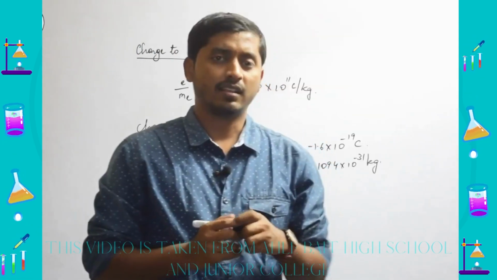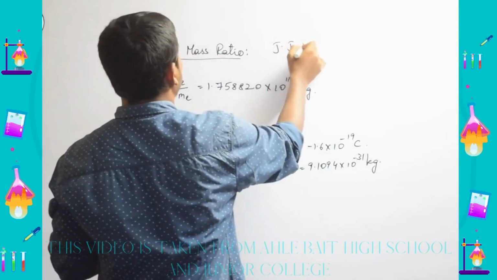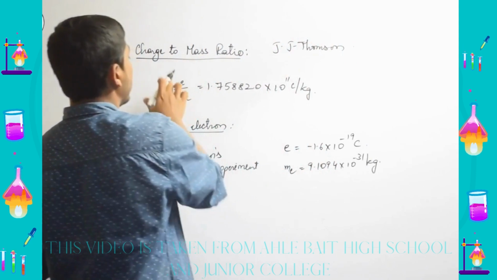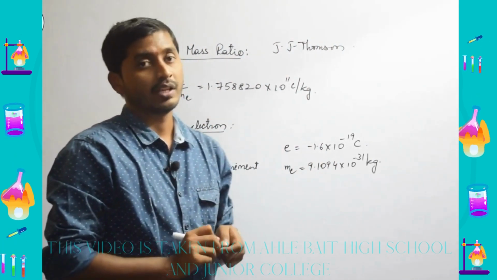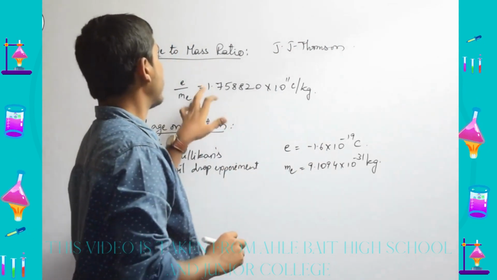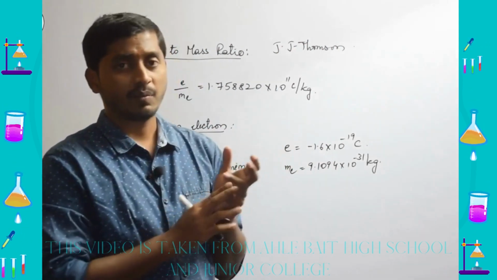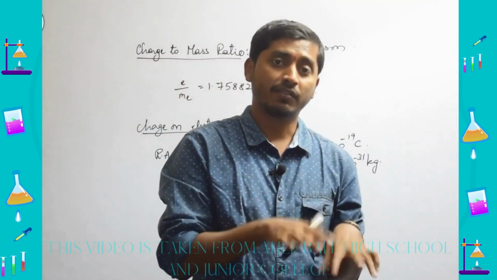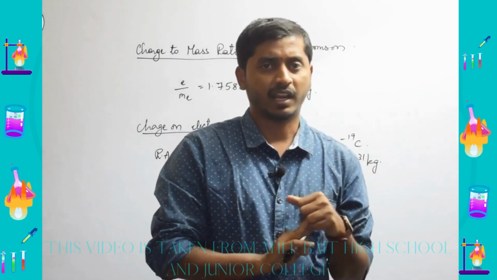This was actually discussed by a person named J.J. Thomson. J.J. Thomson is the first person to give the ratio between the charge and the mass of an electron. How did he conclude this? We have discussed that the electron will behave differently in different conditions, but the behavior is the same in both electrical and magnetic fields.